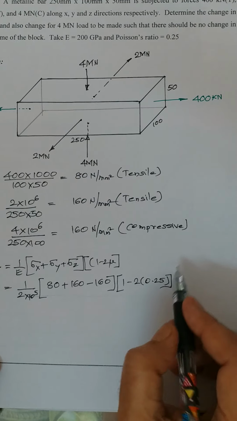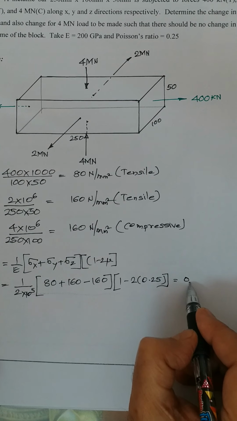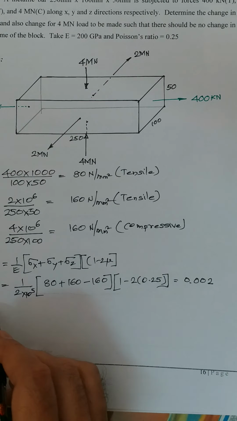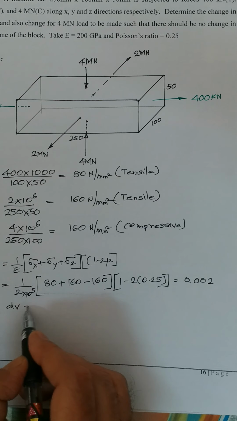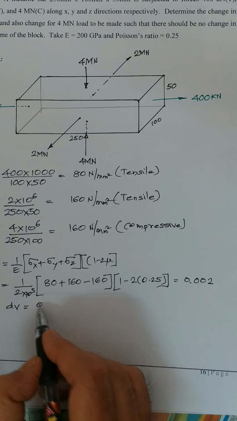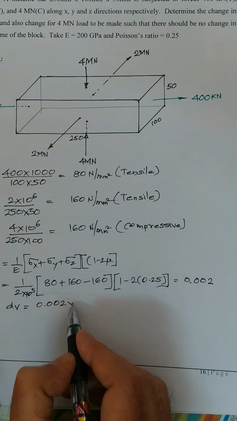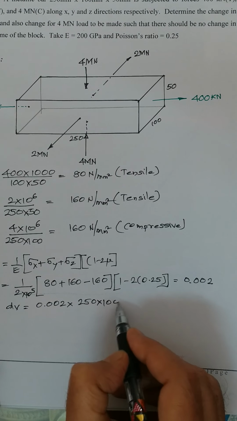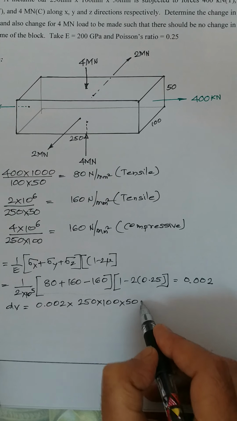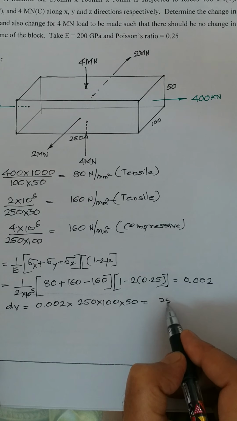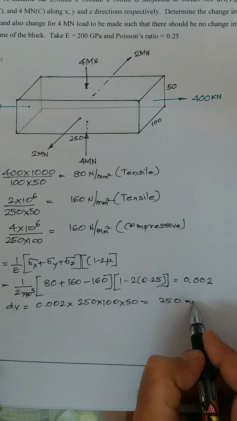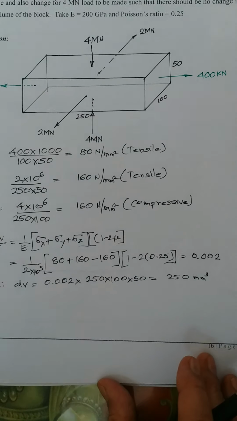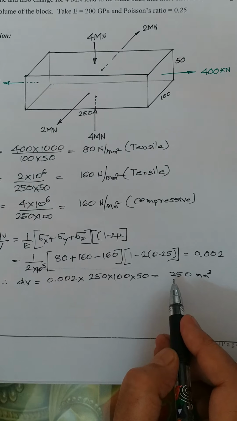So this works out to 0.0002. Therefore dV will be equal to 0.002 into the volume of the bar, 250 by 100 by 50. So this will be equal to 250 millimeter cube. So this is the answer for the first question, that is, the change in volume.